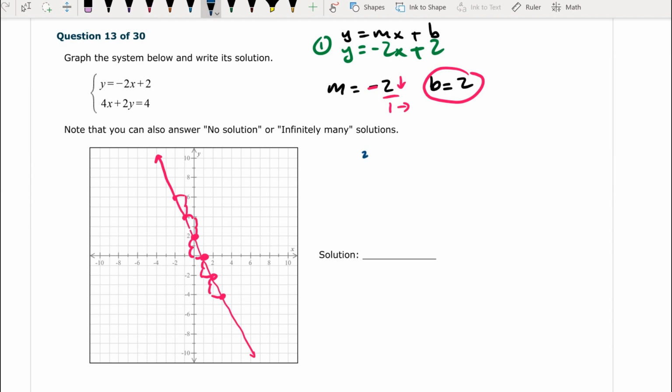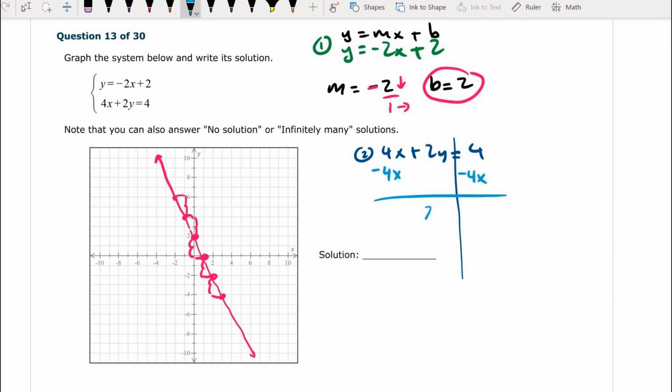For the second equation, you have 4x plus 2y equals 4. We try to get y by itself to get it in the form y equals mx plus b. Subtract 4x from both sides. 2y equals negative 4x plus 4. Then continue isolating y: you divide both sides by 2. y equals negative 2x plus 2.